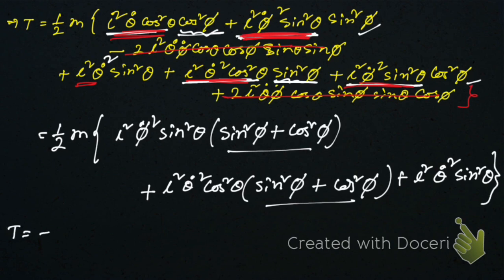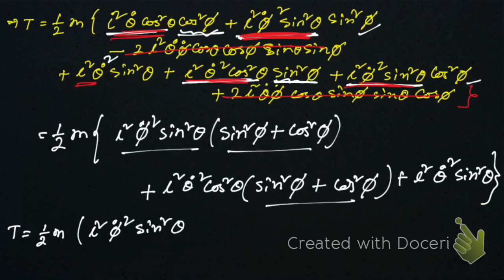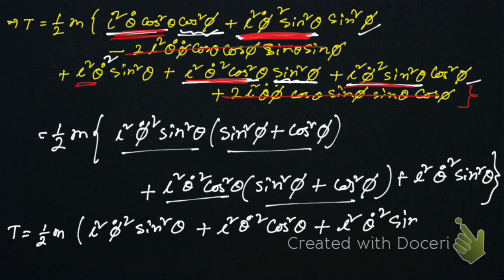So here T is equal to half m L square phi dot square sin square theta, this one, and plus here we have to write L square theta dot square cos square theta, plus then L square theta dot square sin square theta, right? This last term. So from these two, we can take L theta dot square common, right? So let me go to the next slide. Let me copy these things.